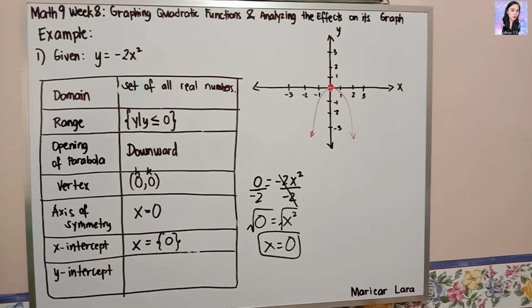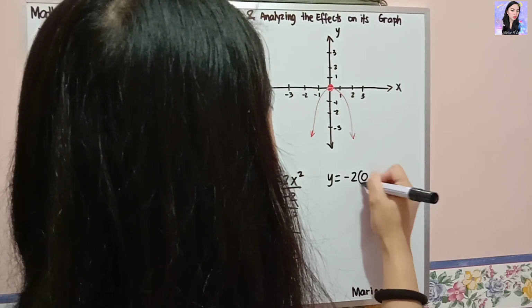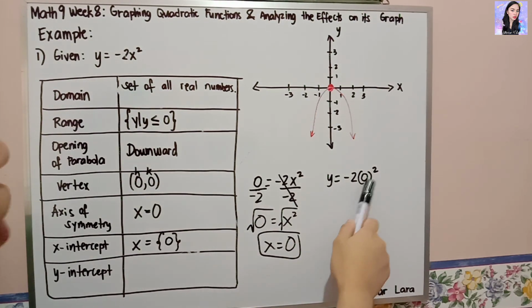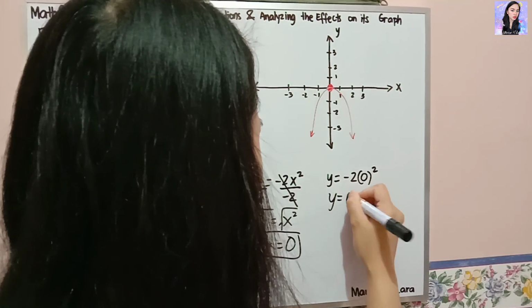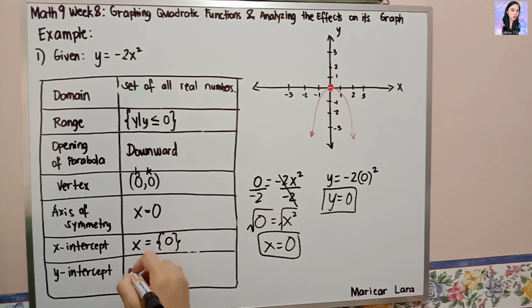Okay? And then, next is yung y-intercept. So, kabaligtaran naman sa y-intercept, gagawin naman nating 0 yung x. So, yung x ay ginawa nating 0. So, 0 squared is 0 times negative 2 is 0. So, y equals 0. So, ang ating y-intercept ay 0.